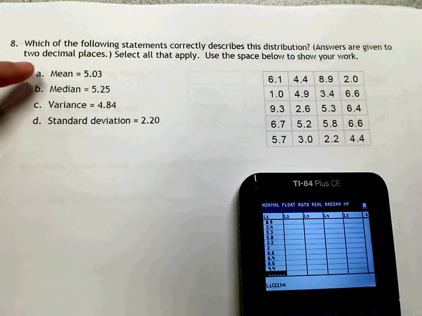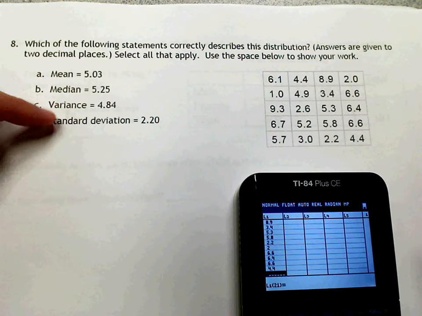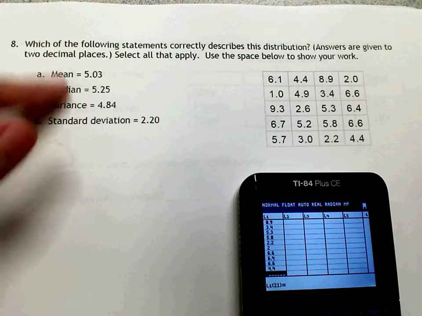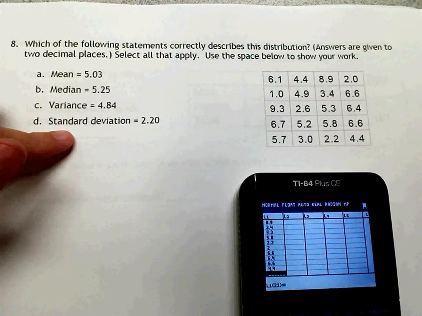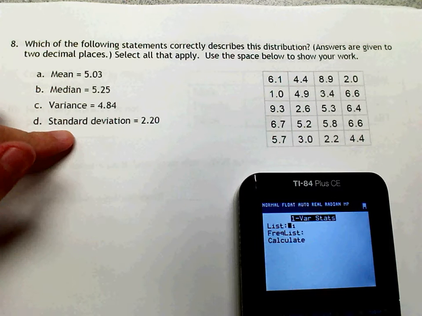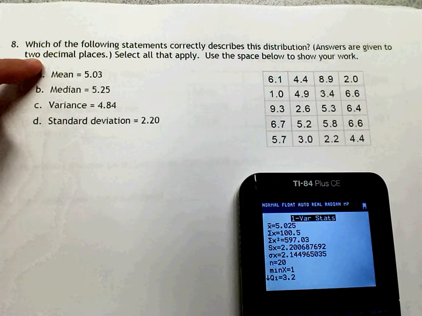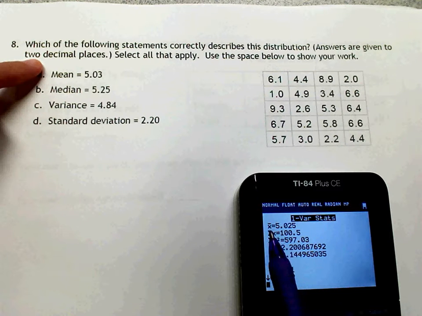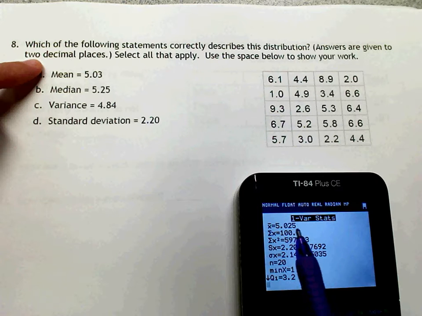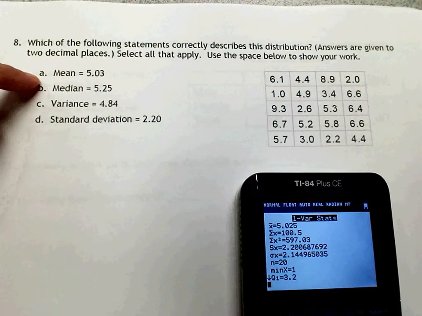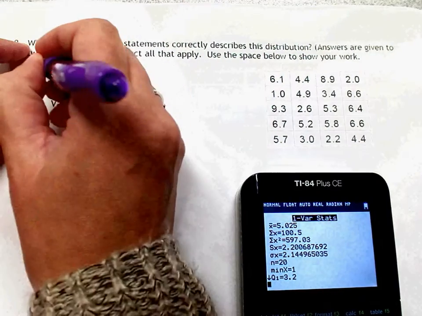Now, what they're asking for is they're giving us the mean, the median, the variance, and then the standard deviation. So we've got to figure out which ones are correct. So we go to Stat, Calculate, and hit Enter 4 times. So when we look at this, and again, remember, we're rounding to 2 decimal places. So our mean is 5.025, but if we round to the nearest hundredth, then that 2 is going to round up to 3, so 5.03. And that's what this says. The mean is 5.03. So yes, that is true.